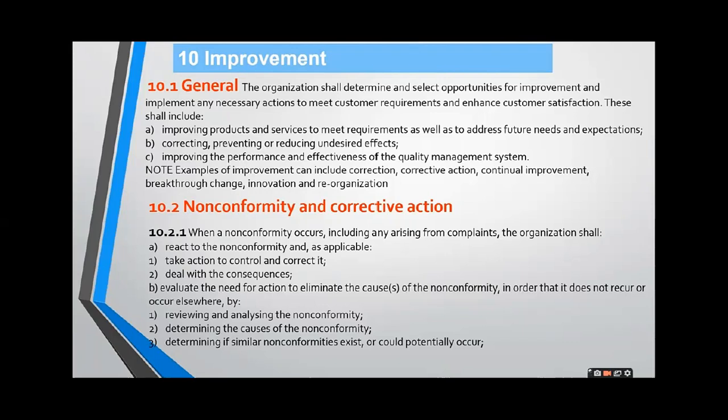So, part A is where you will identify and select the opportunities for improvement, actively searching for ways to enhance your products, services, processes, and quality management system effectiveness. You will focus on customer satisfaction in the second part, part B, where you will prioritize the improvements that have to be addressed according to customer needs and expectations and future demands.